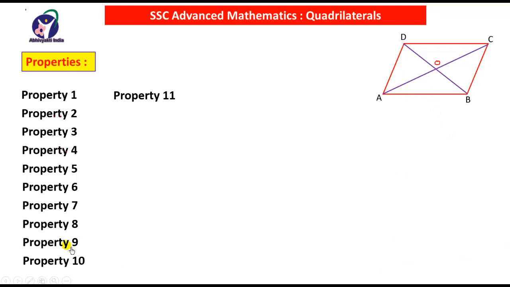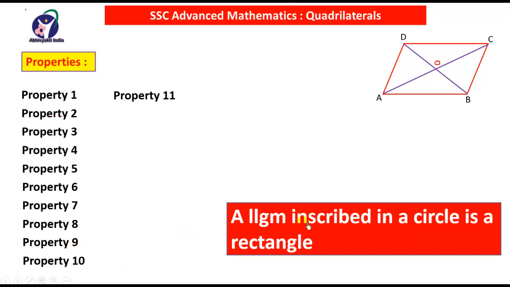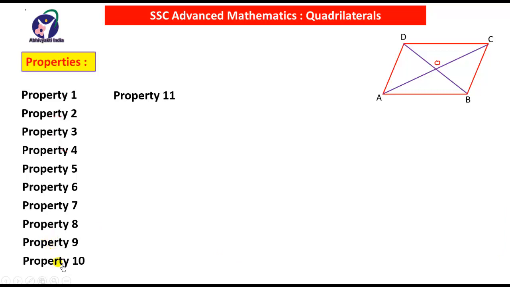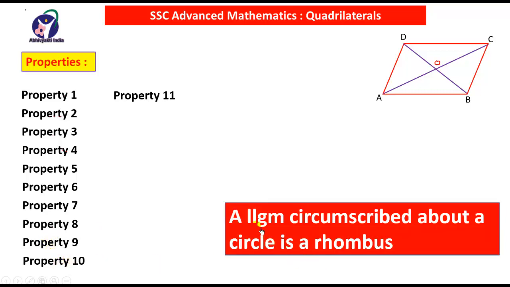Now property number 9: a parallelogram inscribed in a circle is a rectangle. In a circle, if a parallelogram is inscribed, that will always be a rectangle. Now let us see property number 10. A parallelogram circumscribed about a circle is a rhombus. If a parallelogram is circumscribed about a circle, then it will be a rhombus.